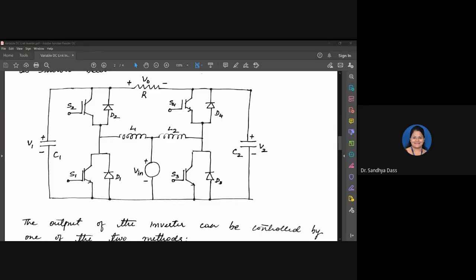Correct, exactly correct. Why is it so? You are varying the input level. Exactly correct. Why do you need to vary the DC input level? Why are you doing so? To step up and step down the voltages. Exactly, but why are you stepping up or stepping down your DC input level? What you're answering is exactly correct. Next question is why are we doing that?